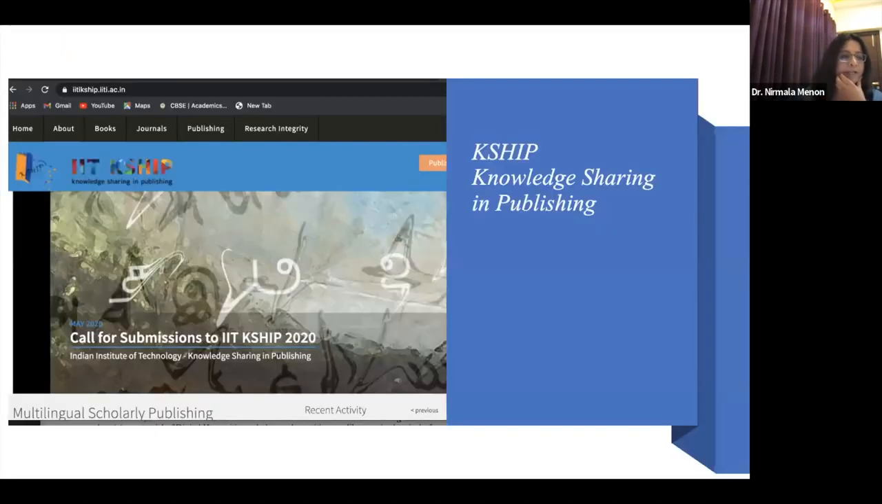So one of the things that we try to do at IIT Indore and the Digital Humanities Group is, in consortium with Ubiquity Press, which I think is currently based in California, I'm not sure, it used to be in London, to create what we call IIT CHIP, or Knowledge Sharing in Publishing. So this is a publishing platform, and in some ways it's a very nascent project.